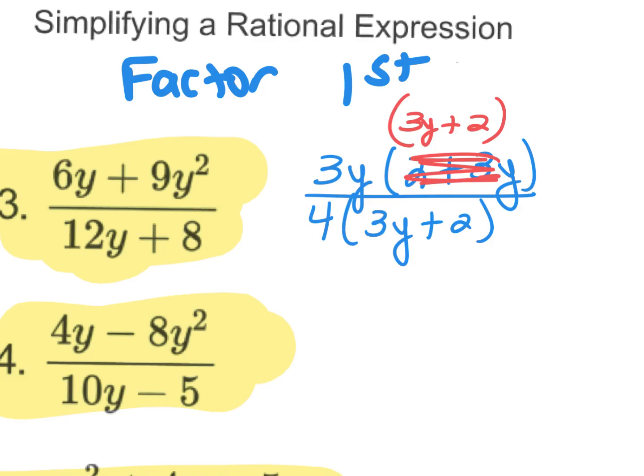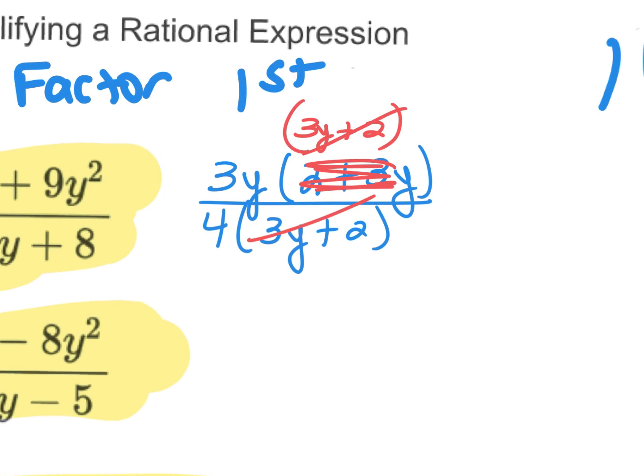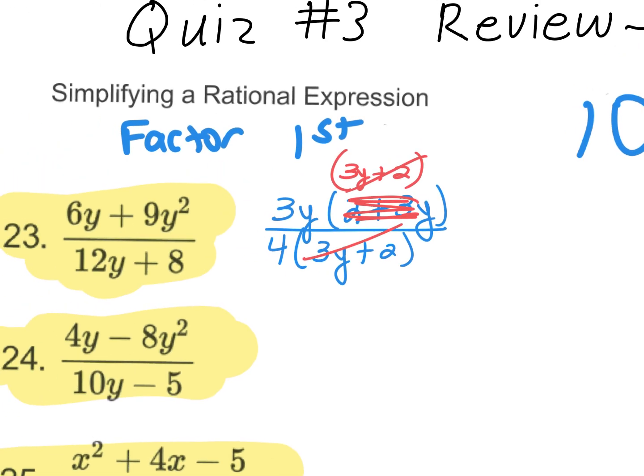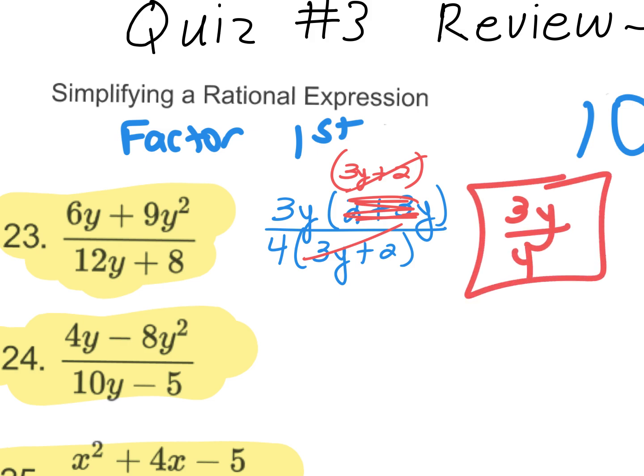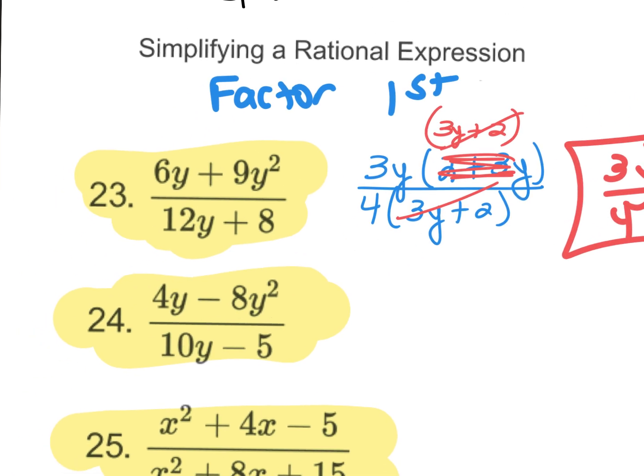So now, guys, do you have something on the top and the bottom that's exactly the same? Cross them off. So what do you have left in your numerator? 3y. And then what's in your denominator? 4. Perfect. That's it. Simplifying means go ahead and factor, and everything will, not everything, but things will factor. You're not going to have any that don't factor. So simplify means factor first, and then cross off what they have in common.